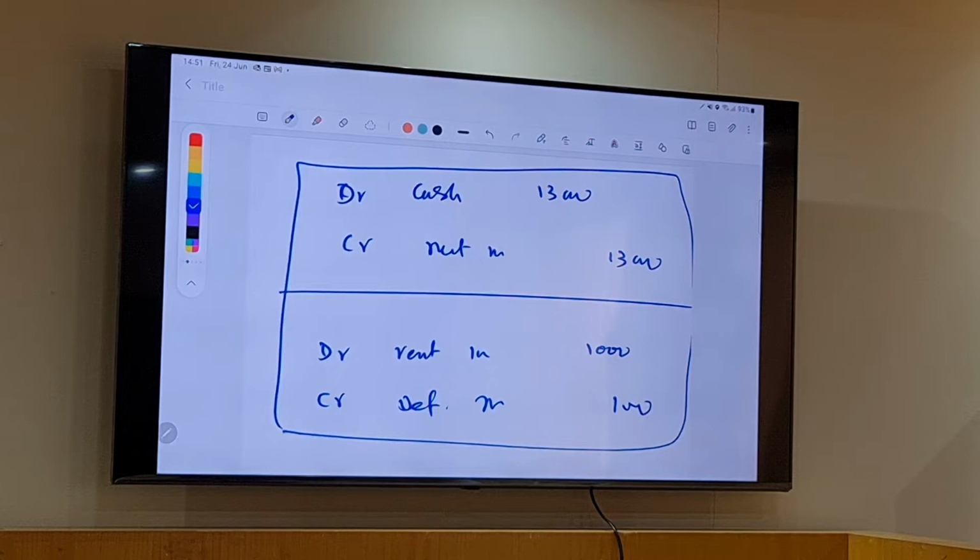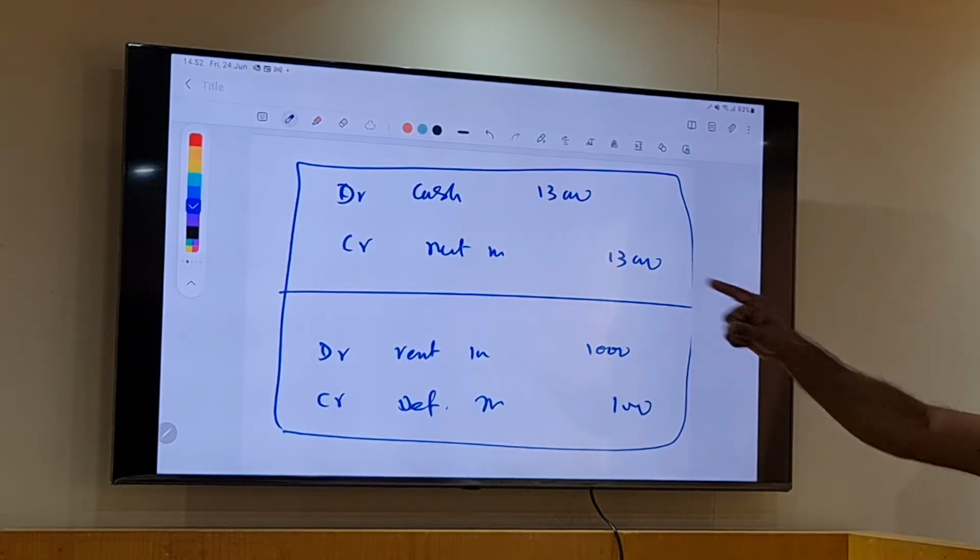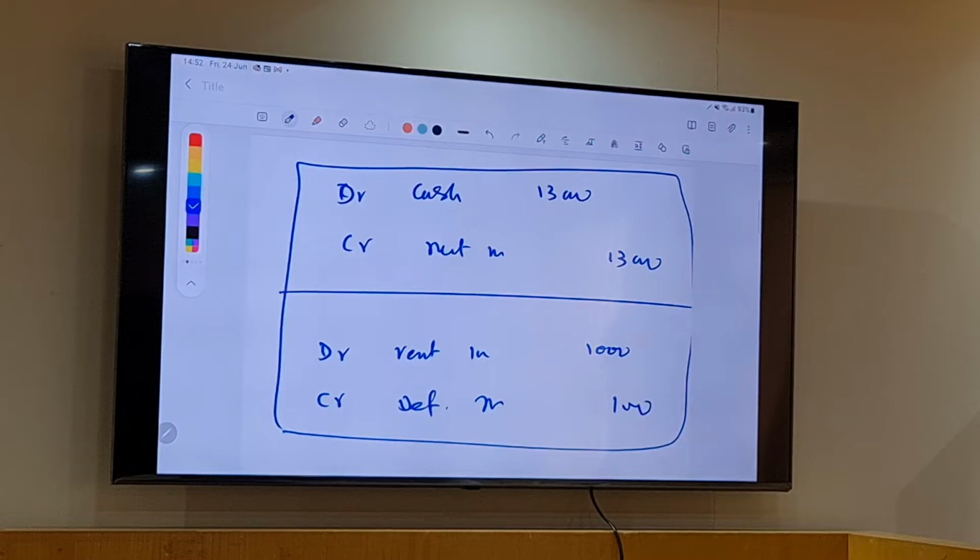That point only. Now, deferred income is in the books of the landlord's ledger. Prepaid rent is in the books of the tenant. If I show you, let's discuss for the sake of understanding in the books of the tenant. What will happen?